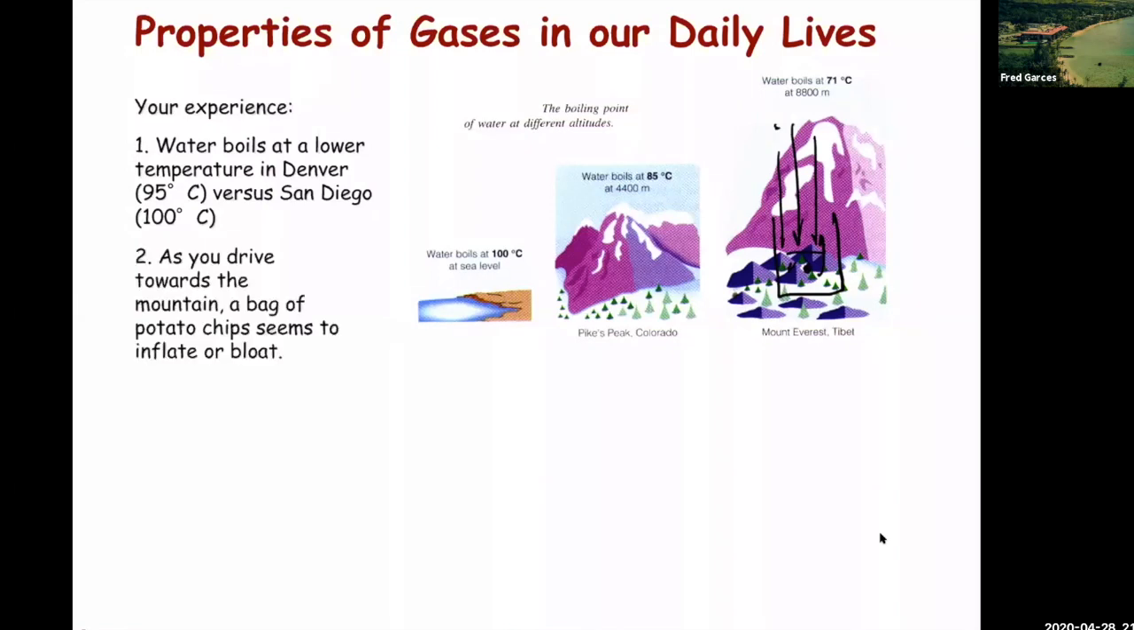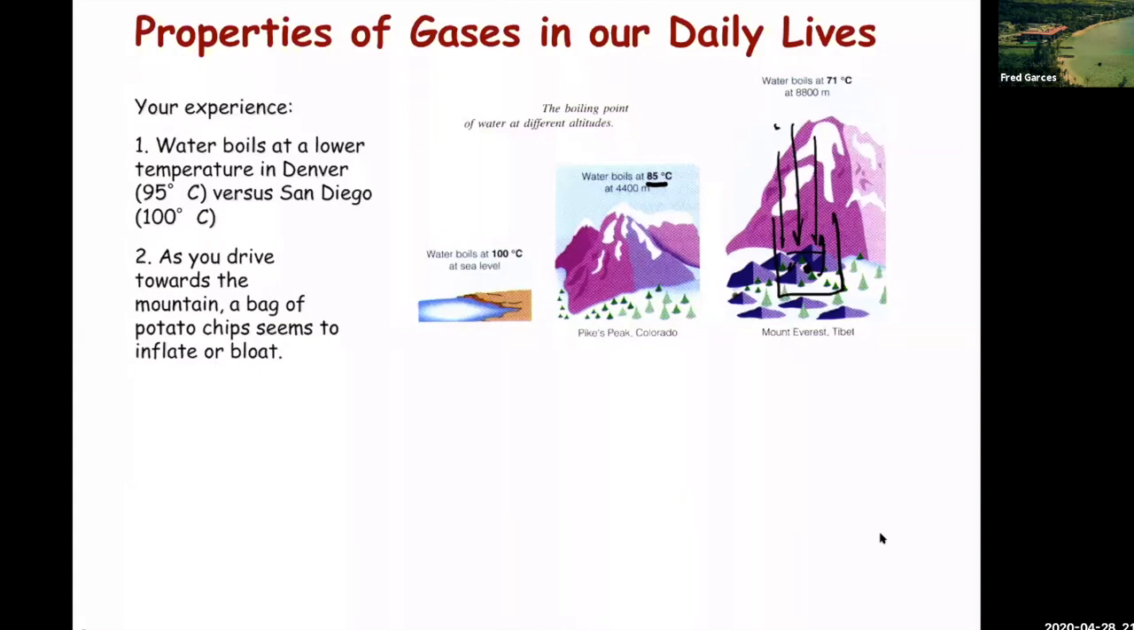In San Diego, it's 100 degrees. At 4,400 meters, water boils at 85 degrees. That's on Pikes Peak in Colorado. Denver's lower than that. And on Mount Everest, it only boils at 71 degrees. Okay. In fact, you can get water to boil at 0 degrees if you just take water and remove the pressure, so you evacuate it. What you will see is that the water will actually convert into the gas phase. So the lower the pressure overhead of the liquid water, the lower the boiling point.